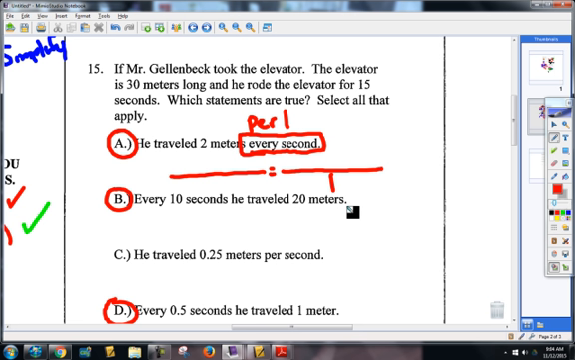So I know 1's going to go here. And then I go ahead and put my fake ratio, which is right here. And I know it's going to be seconds on the bottom, meters on the top. I put my fake information there, which I know that Mr. Gellenbeck's traveling 30 meters in 15 seconds. What am I doing to go from 15 to 1? Divide by 15. So what do I got to do to 30?